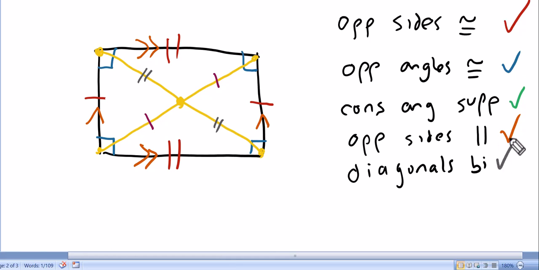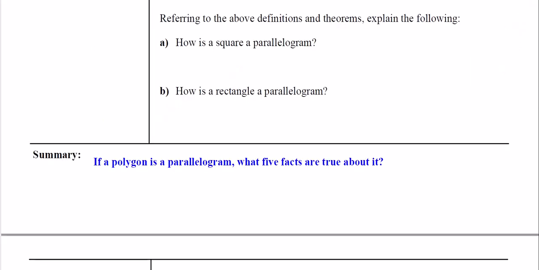Great. For your summary, if a polygon is a parallelogram, what 5 facts are true about it?